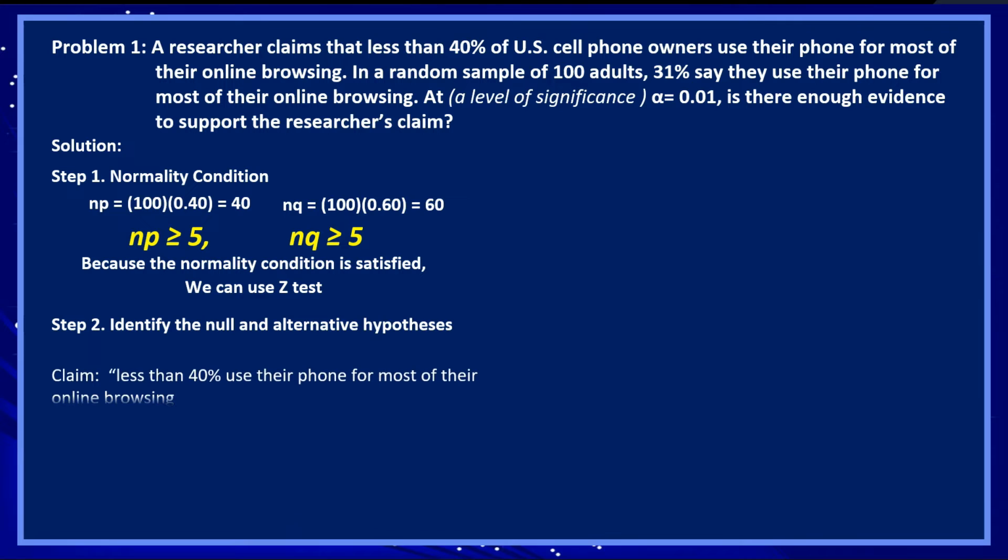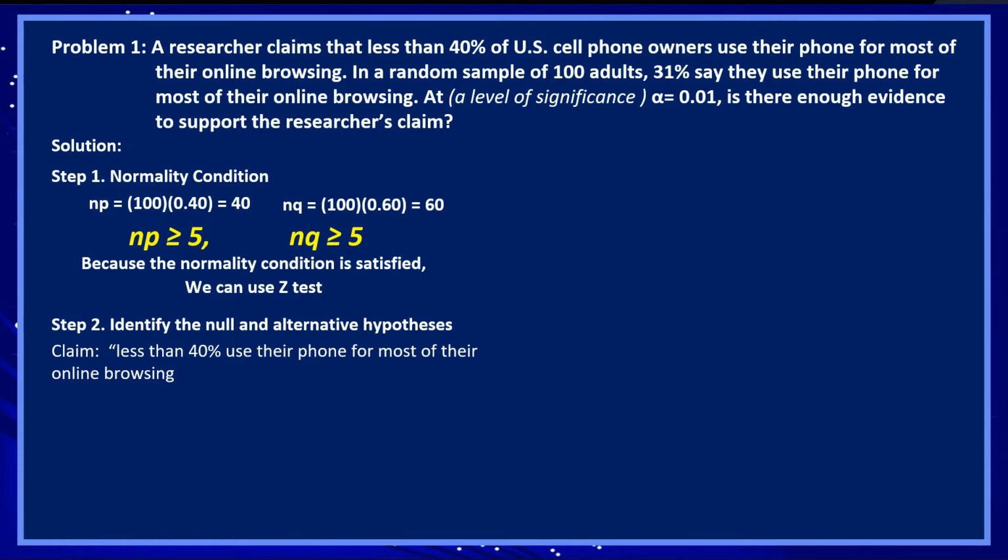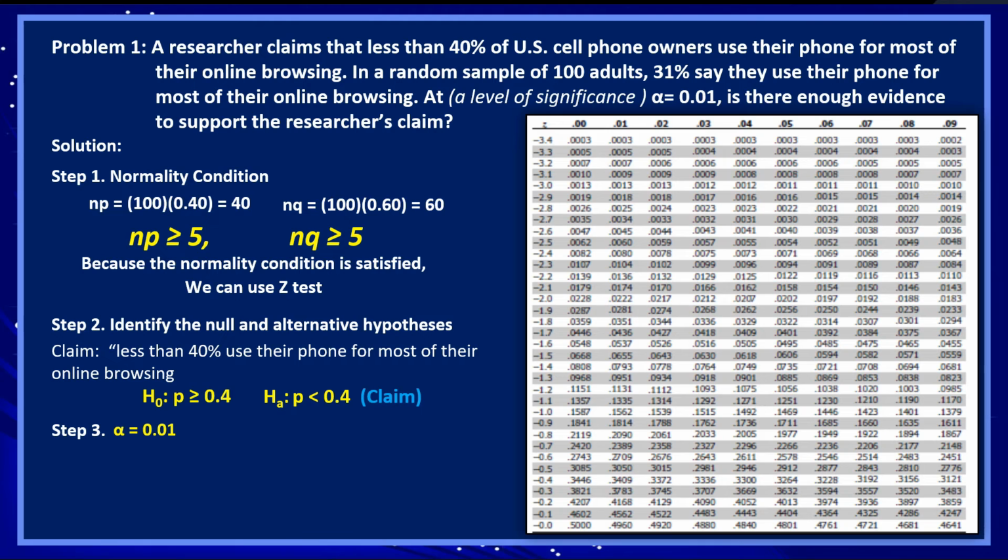The claim is that less than 40% use their phone for most of their online browsing. So, the alternative hypothesis is p less than 0.4, which is the claim, and the null hypothesis is p greater than or equal to 0.4. Step 3 is to find the level of significance and determine the critical values and the rejection region. In this example, the level of significance is 0.01. Because the test is left-tailed and the level of significance is 0.01, using the z-table, the nearest value to the significance level is negative 2.33.